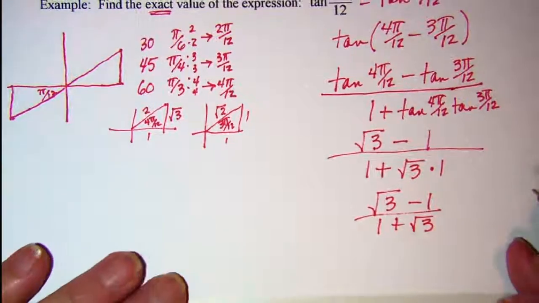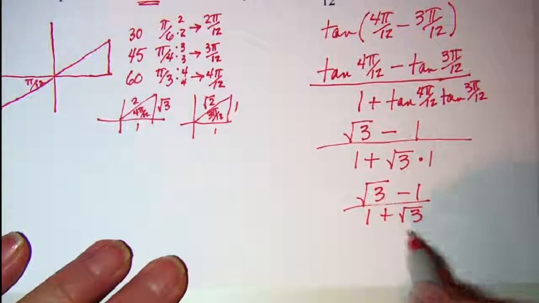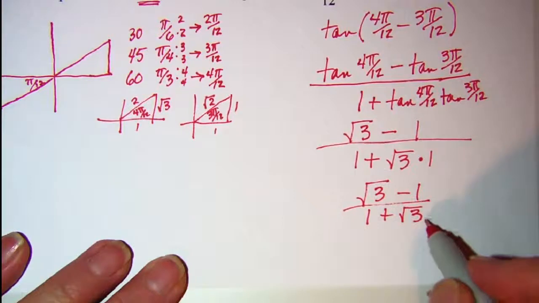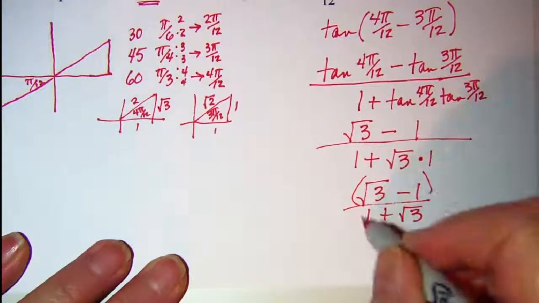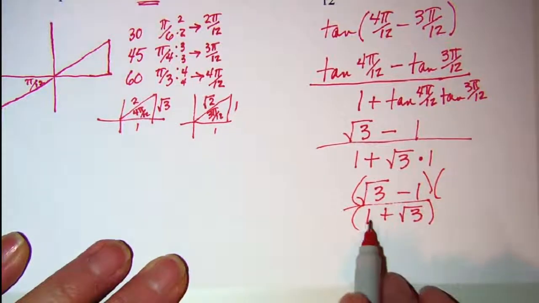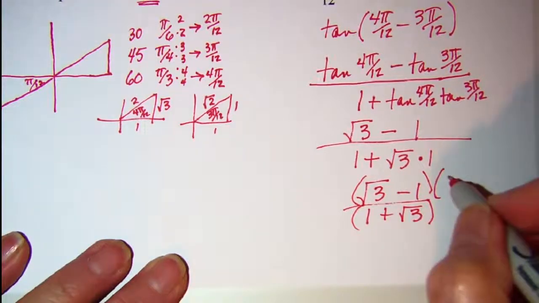Now, most books require that you rationalize the denominator. When you have a sum like this, and you have a radical in one of the terms, you need to multiply top and bottom by the conjugate. Now, the conjugate of 1 plus root 3 is 1 minus root 3.